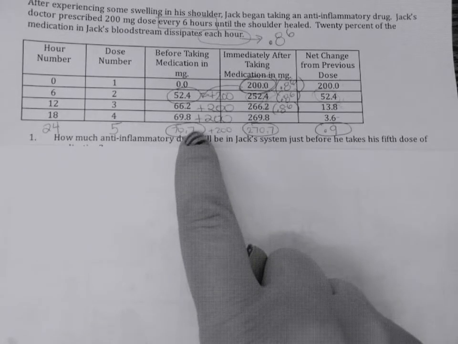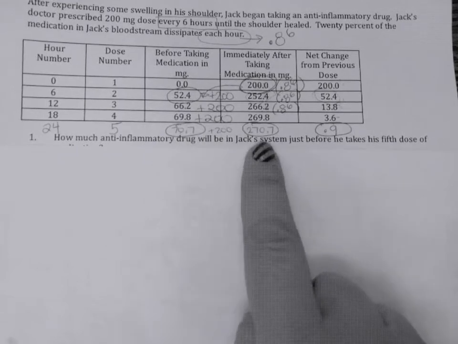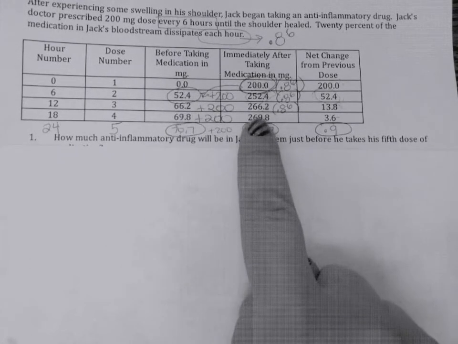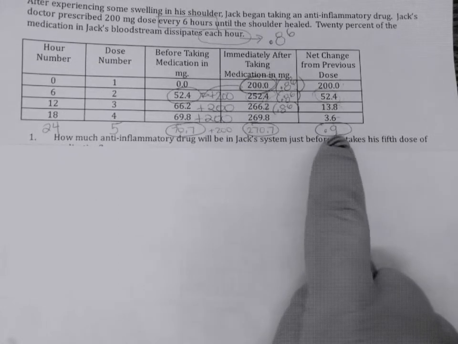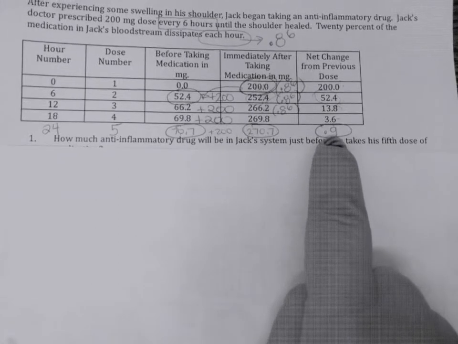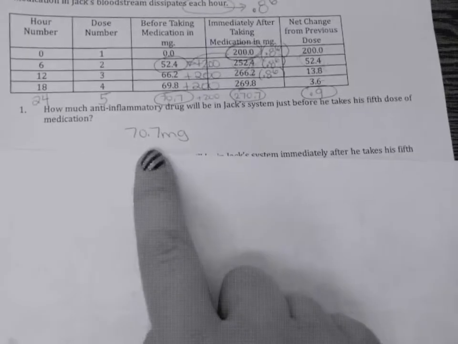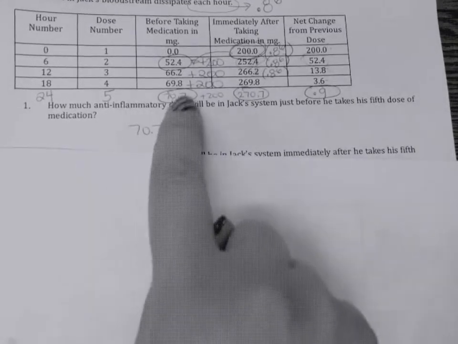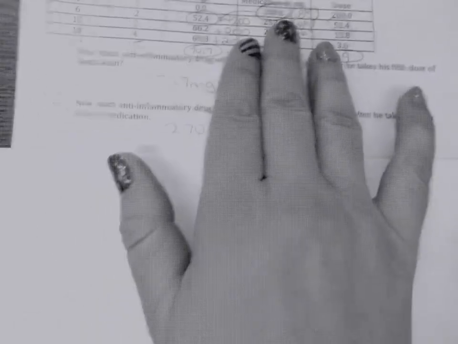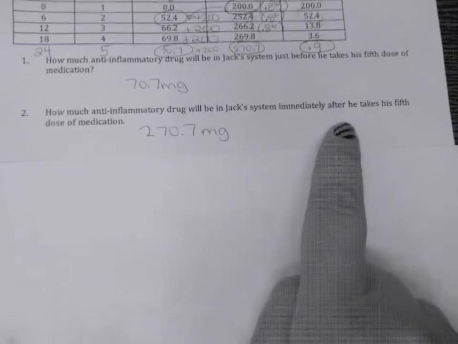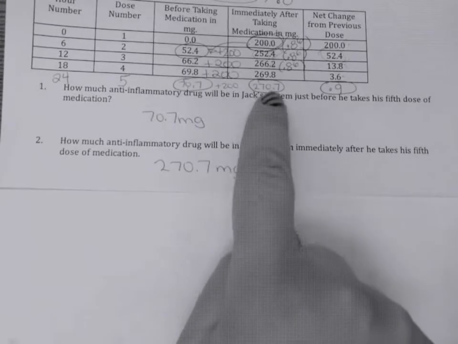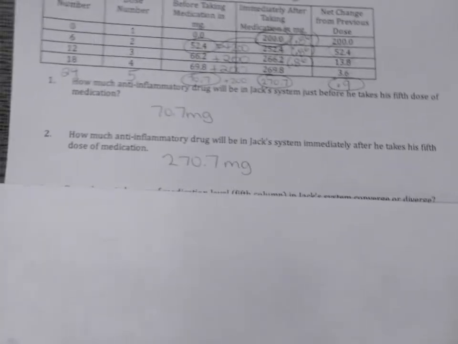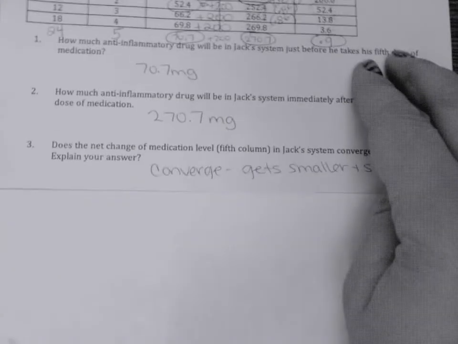And you'd add 200 and have 270.7. So the net change between those 2 rows is only 0.9. So there's your 70.7. How much is left in his system before the 5th dose? We already figured that out, 70.7. How much is in his system after taking his 5th dose? We already figured that out, 270.7. Those are just questions from the table.